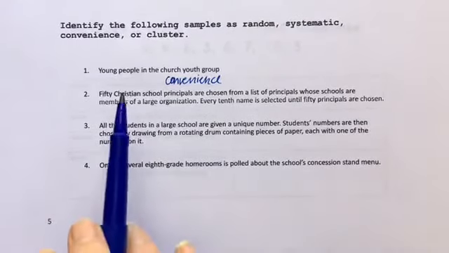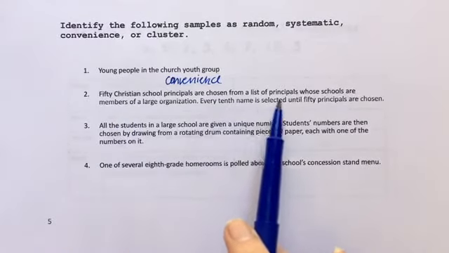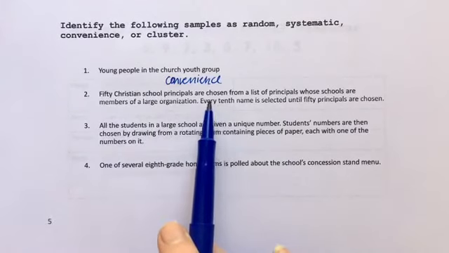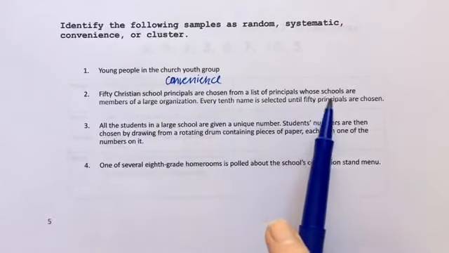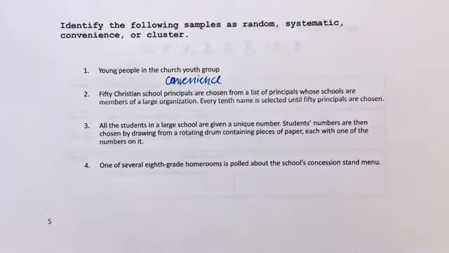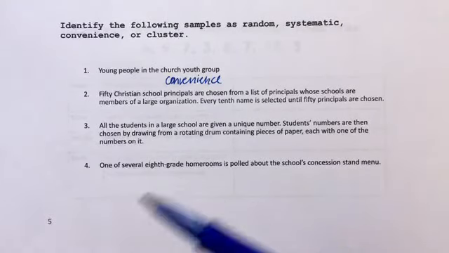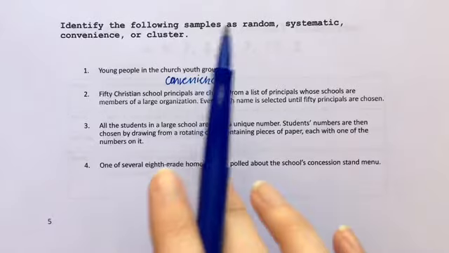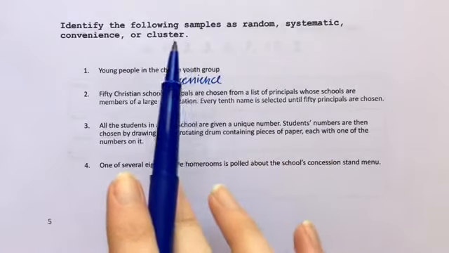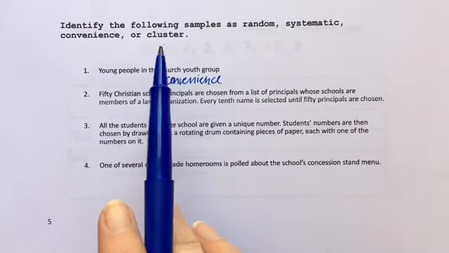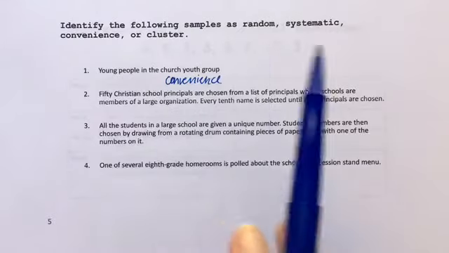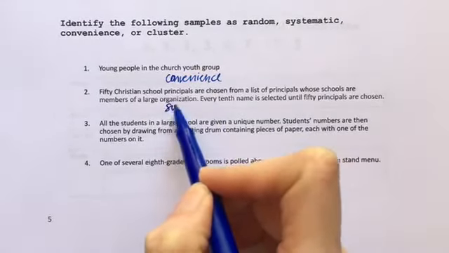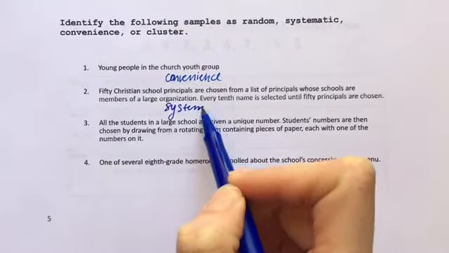Number 2, 50 Christian school principals are chosen from a list of principals whose schools are members of a large organization. Every 10th name is selected until 50 principals are chosen. So they have this list of principals, and every 10th one, they select that until they have a total of 50. Would that be random, systematic, convenience, or cluster? It would be systematic, right? Every 10th, that's an example of a systematic approach to sampling.